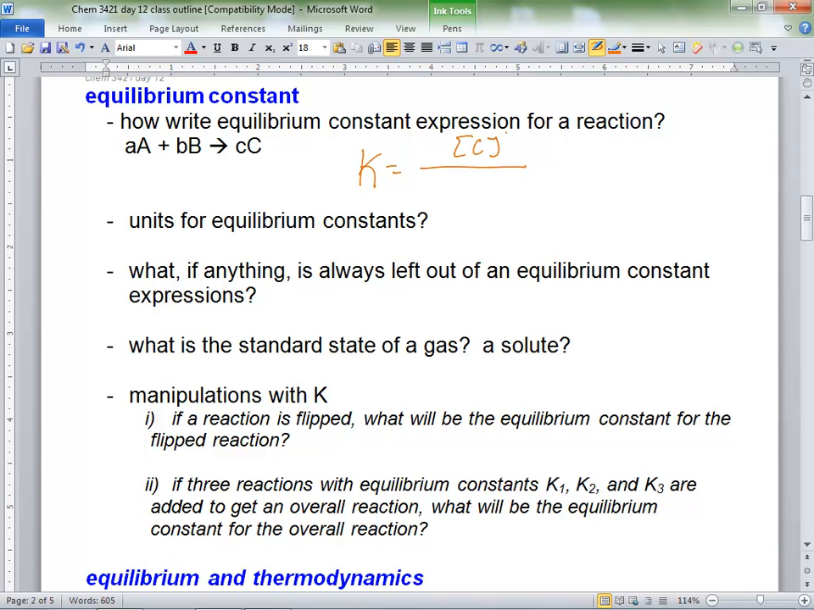C raised to little c. B raised to little b. A raised to little a, right? Okay.